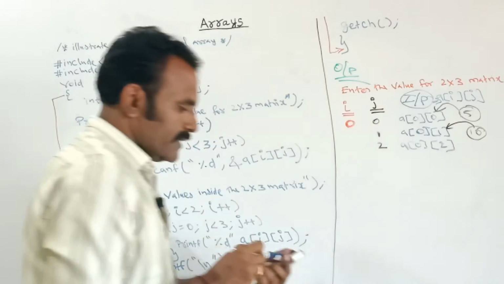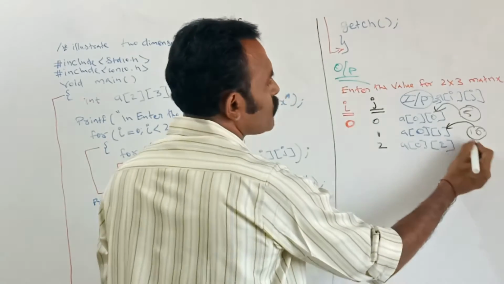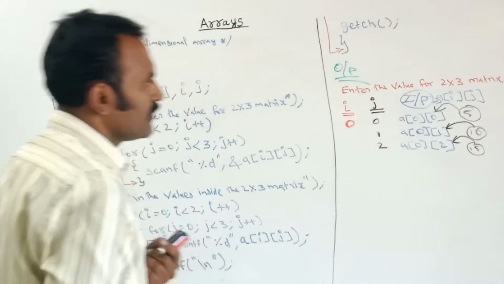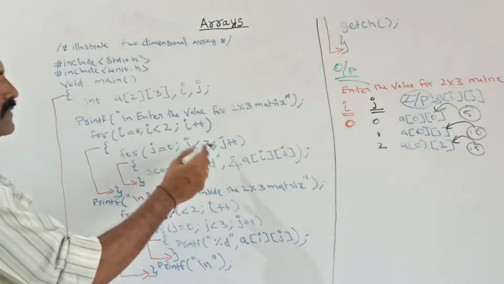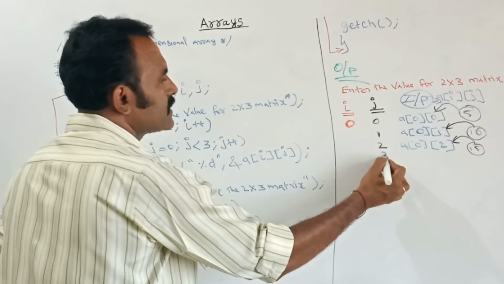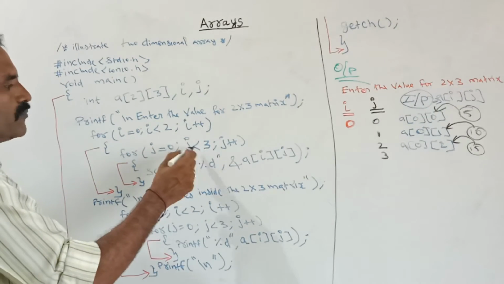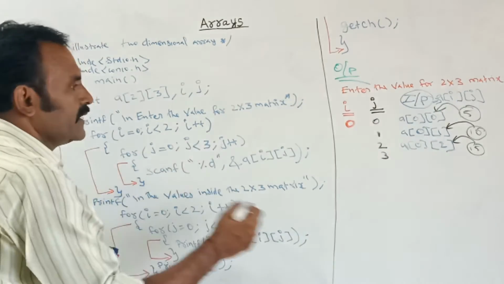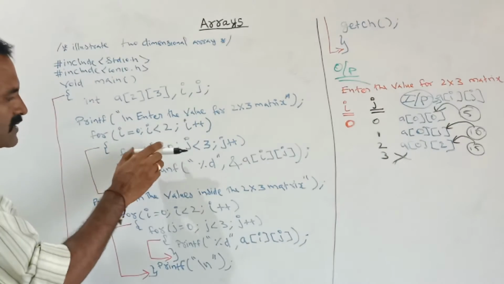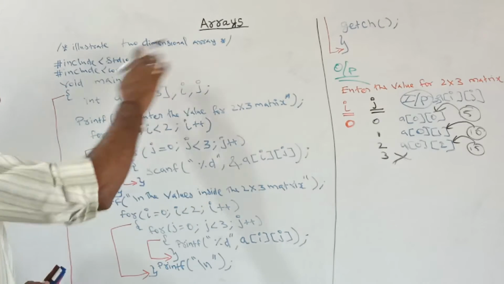Suppose you are entering the value 15, then that 15 will be stored inside a. See, row 0, second column. Next, after j is incremented, the j value will be 3. Once it is 3, it will check the condition: is j lesser than 3? No, because 3 is not lesser than 3. Once the condition is false, the controller will go to the outer loop.